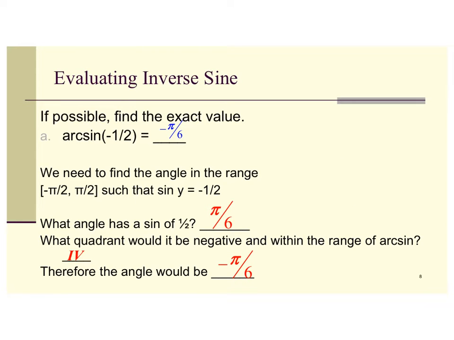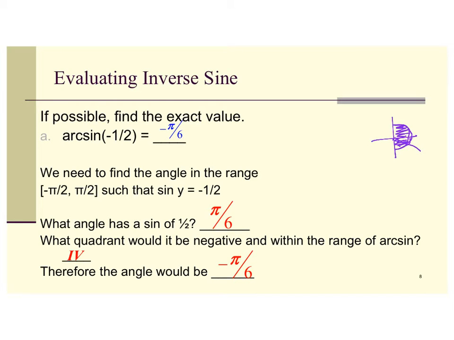If possible, find the exact value of the arcsine of minus 1/2. Well, it's already got it filled in for you, but we need to find the angle in the range. Remember, our range for arcsine is these two quadrants. So, the arcsine is negative 1/2, which immediately means it's down here. If it was positive, it'd be above the x-axis. Negative is going to be below.